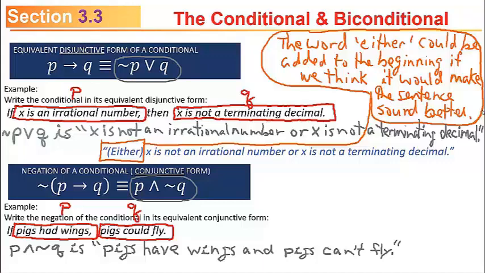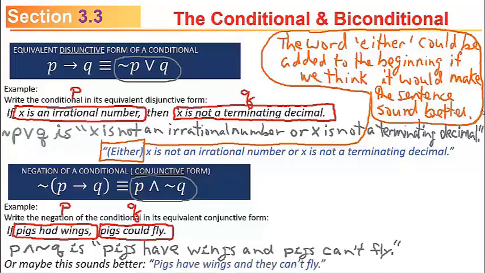But the important part is that you've got to get the and. The conjunctive form produces an and between the statements, and the last statement is the negation of Q. Q is pigs could fly, so not Q would be pigs couldn't fly. Again, you're not worrying too much about the tense exactly. You just want to make it sound a little better. So you might say something like pigs have wings and pigs can't fly, not worrying too much about the tense of the verbs.